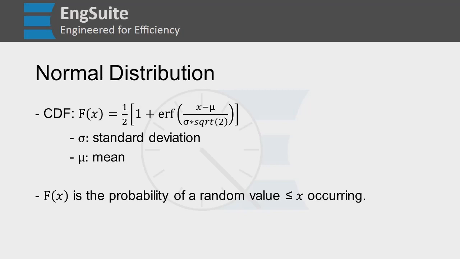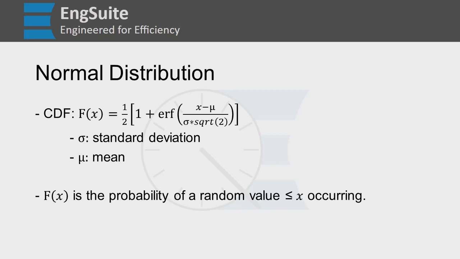So, what is f of x? Well, f of x is the probability of a random value less than or equal to x occurring. Okay? So, if we evaluate the cumulative distribution function, the CDF, of x, with the standard deviation of sigma and the mean of mu, we get the probability of a value less than or equal to x occurring.